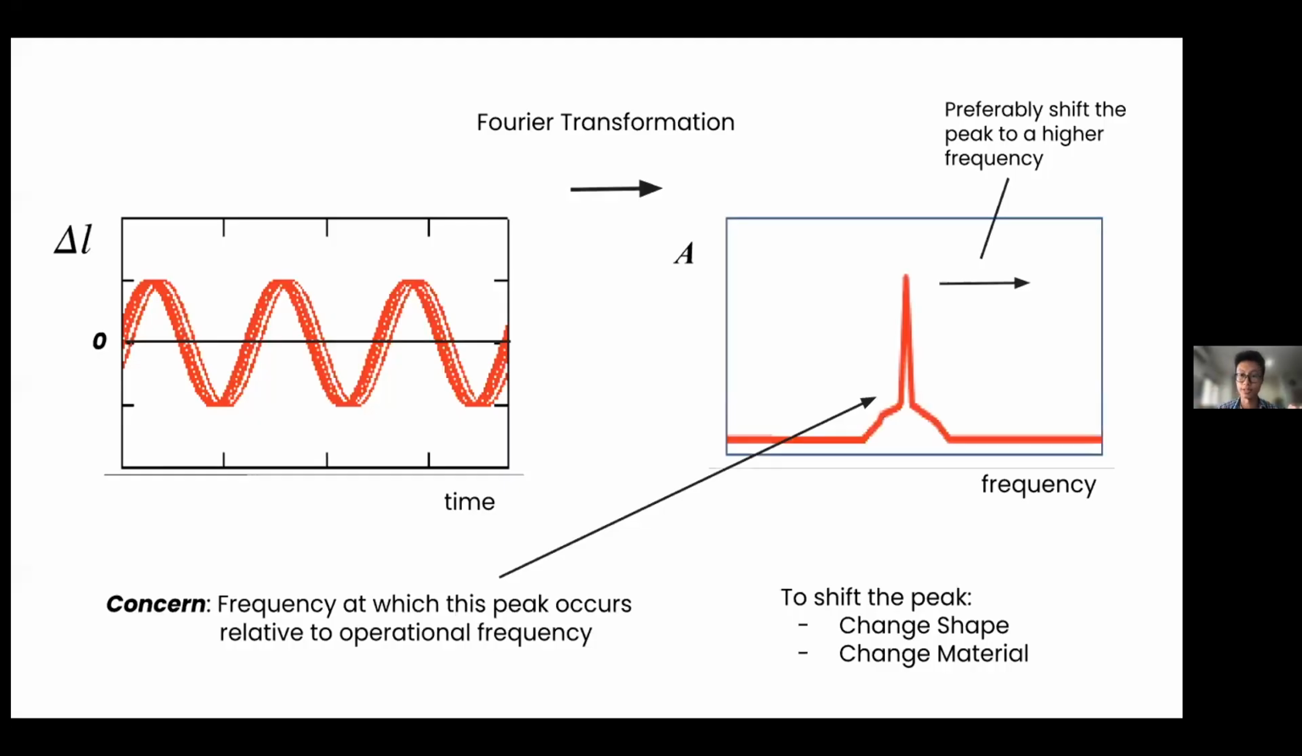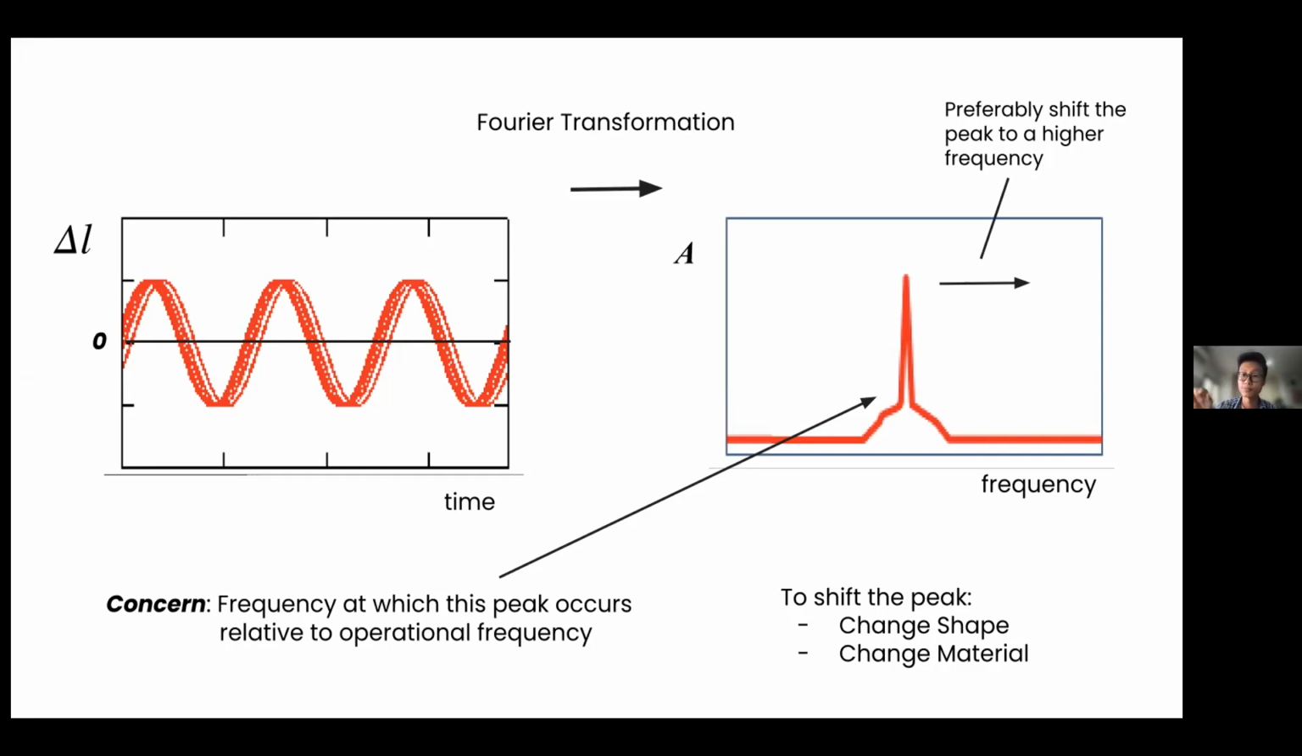To graphically visualize this, we can display a change in length of the cavity with respect to time in its fundamental mode as a sinusoidal pattern. A Fourier transformation can be applied here, and we would have an amplitude plot with a frequency domain. Now, the amplitude of the oscillation could be analyzed, but the effects are so drastic that the focus would have to be at the frequency at which this peak occurs. And this peak would be a concern if it is within the range of the cavity's operational usage.